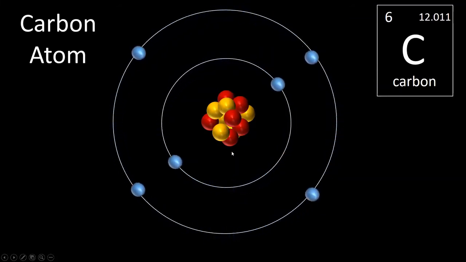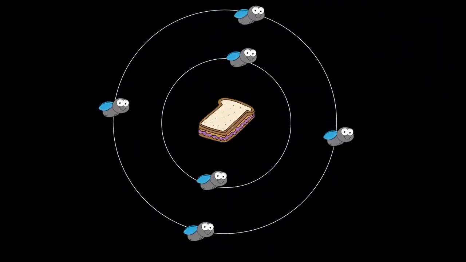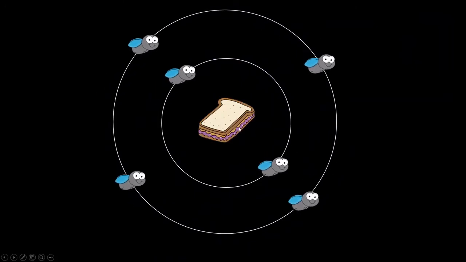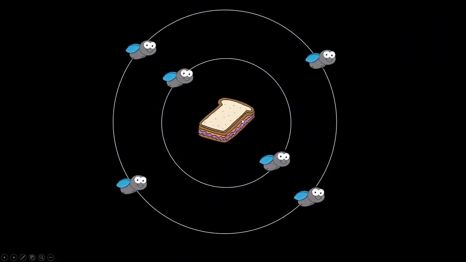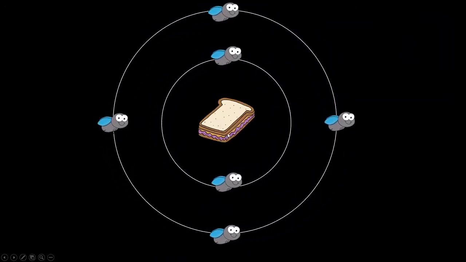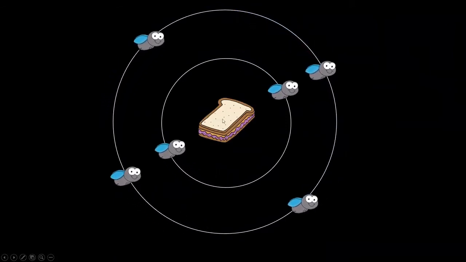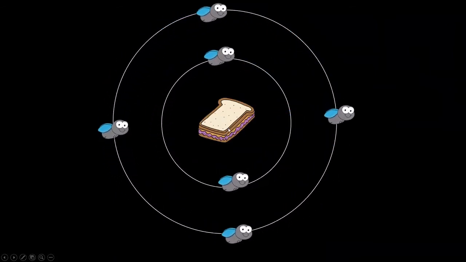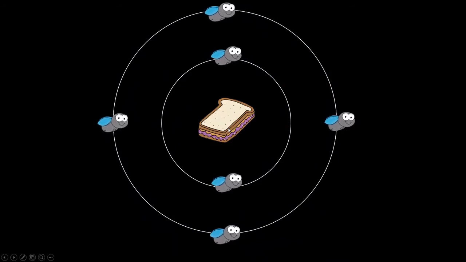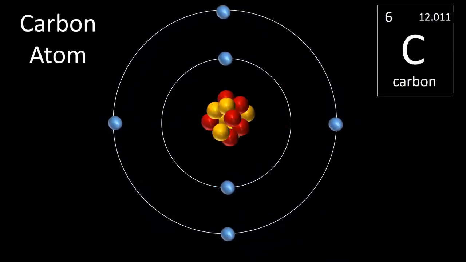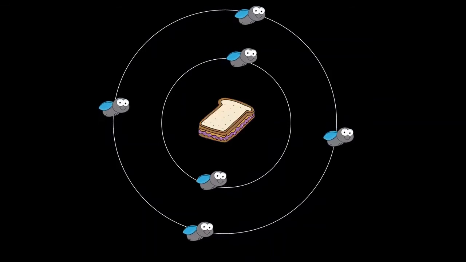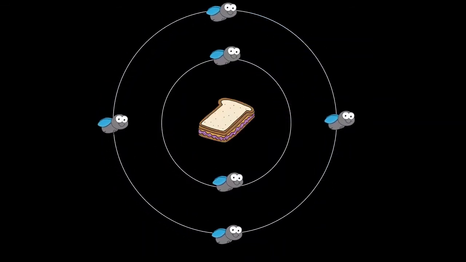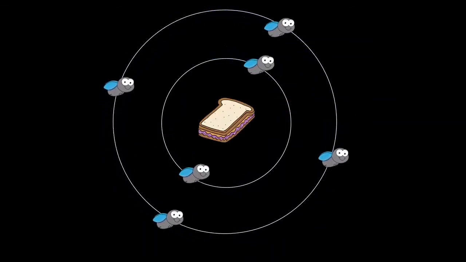Think of the nucleus like a peanut butter and jelly sandwich, with the peanut butter being the protons and the jelly being the neutrons, and together they form the PB&J sandwich, hence the nucleus. The electrons over here for the carbon atom can be thought of as flies. They are gathered around the PB&J sandwich.